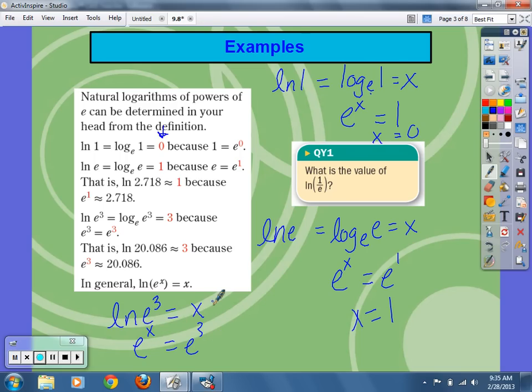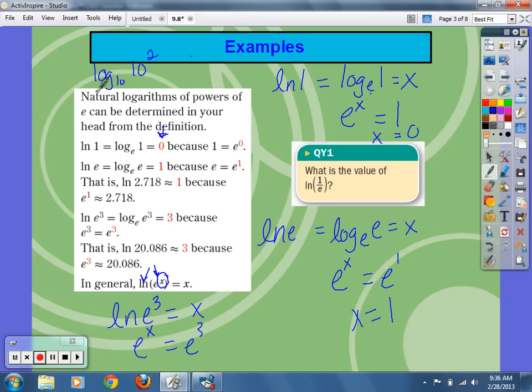In general, the natural log of e to some exponent is going to equal whatever that exponent is. Let's talk about why. The natural log and e to the x are inverse functions. One of them undoes the other. So the natural log of e to the x, I'm going to take the natural log, they cancel out. One undoes the other. I'm left with just that input, which is the exponent x. Same type of thing whenever we had the log base 10 of 10 squared. Okay, these are inverses.